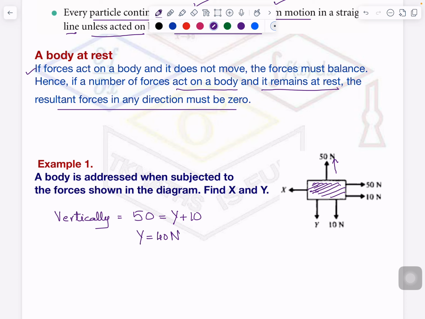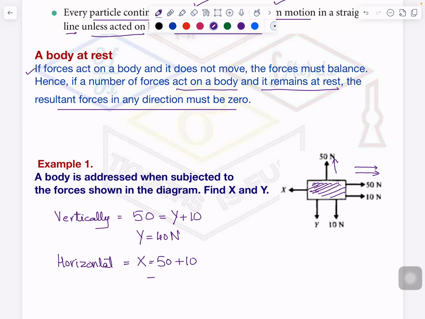Since the body is at rest, all the forces acting in the right direction, which are 50 and 10, are equal to the one on the left side, which is x. So I can say horizontally there is also no motion. It means x is equal to 50 plus 10 Newton, so this is 60 Newton. So I have found the value of x force and y force. This is the situation when the body is at rest.